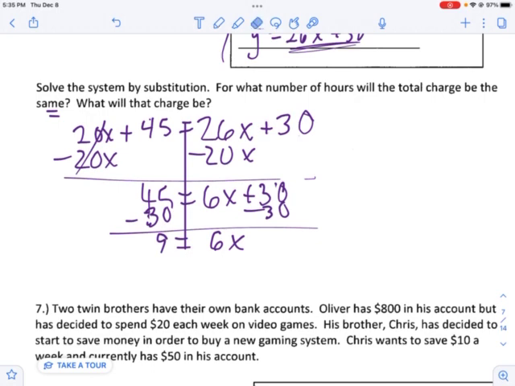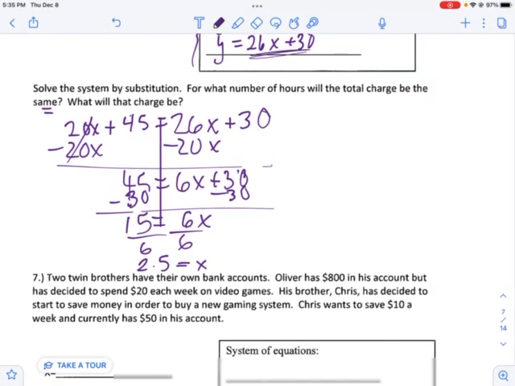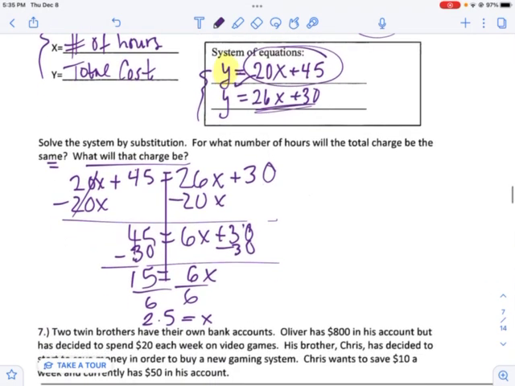So we're saying that at x, they're going to be equal. The two repairmen are equal at 2.5 hours. Well, what will that charge be? Let's plug it into one of our equations and come up with what our y is. I'll use the first one. It really doesn't matter which one you use. I'm now going to plug in 2.5. So 20 times 2.5 plus 45.